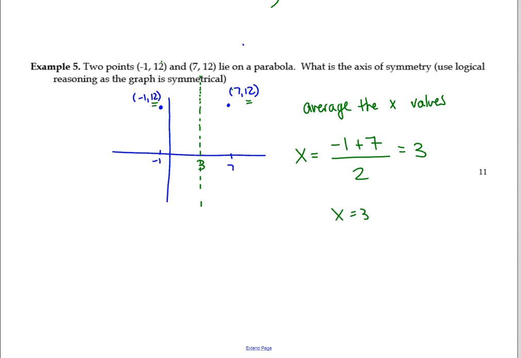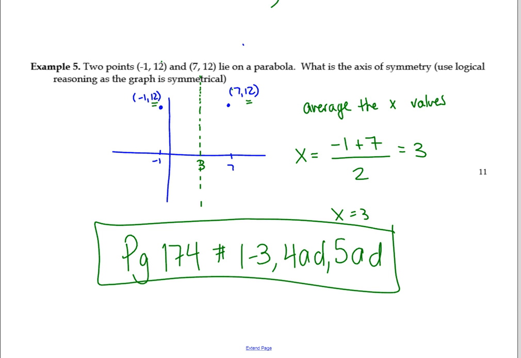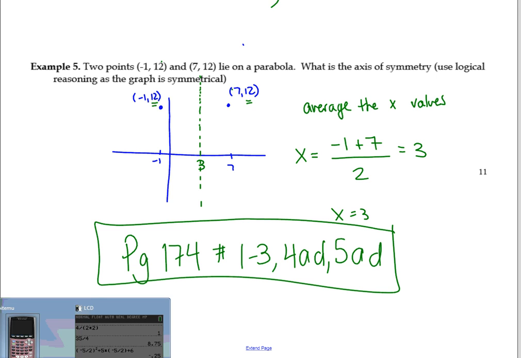So the assignment for today is on page 174. It starts with 1 to 3, 4 AD, and 5 AD. I think you'll find it pretty simple. Hopefully.